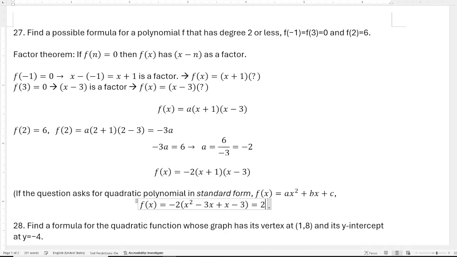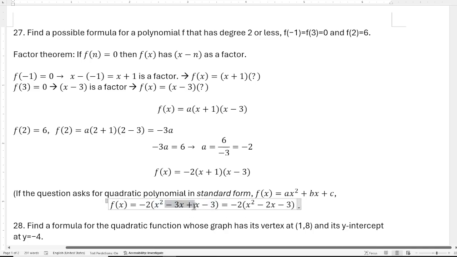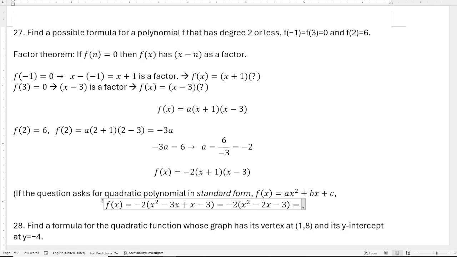And therefore, this is going to be negative 2 times x squared minus 2x minus 3, where I combine these two like terms: x and then minus 3x would be combined to negative 2x. And then finally, you multiply by negative 2, and it's going to give you the standard form: negative 2x squared plus 4x plus 6.